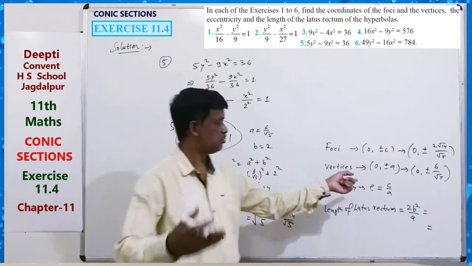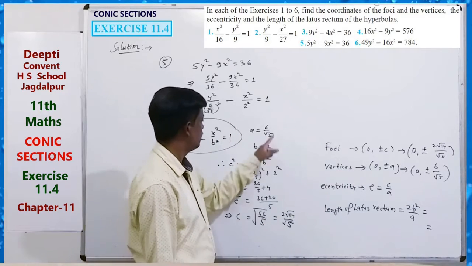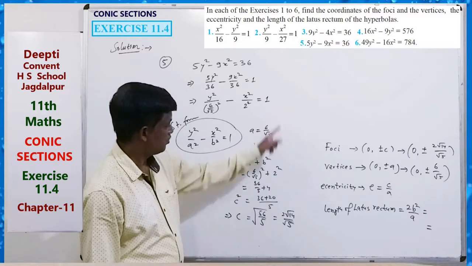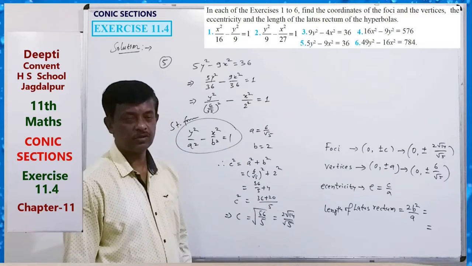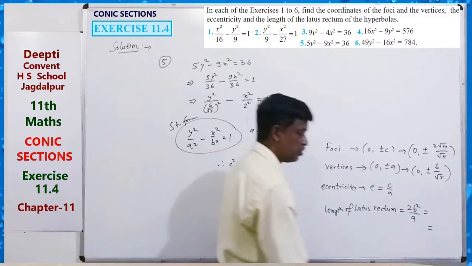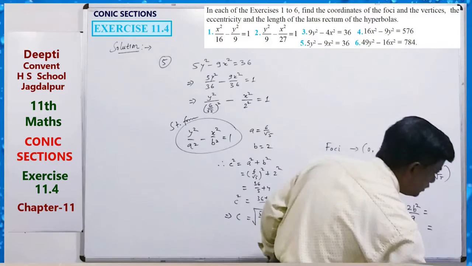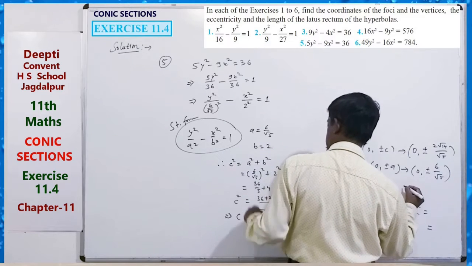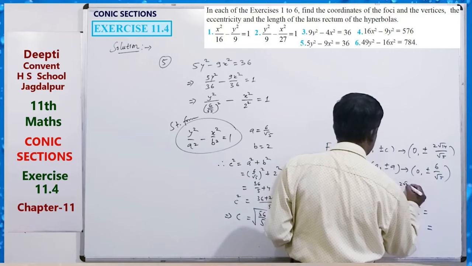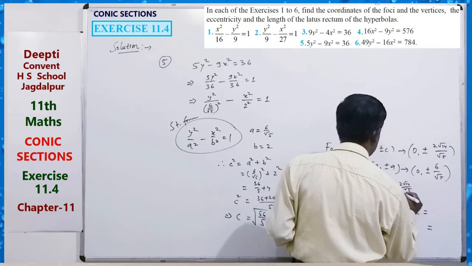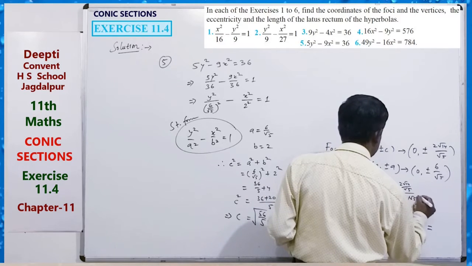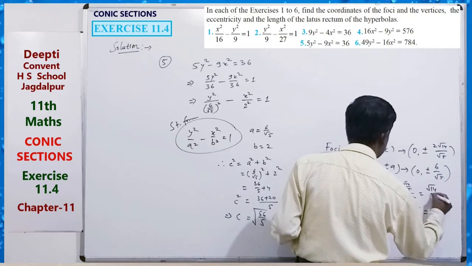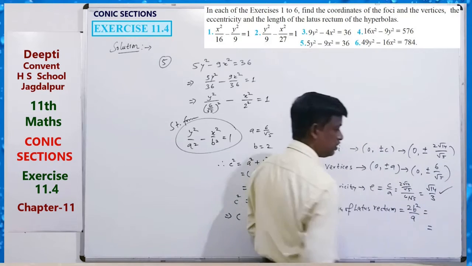And eccentricity e equals c by a. So here c is 2 root 14 by root 5, upon 6 by root 5. The 1 by root 5 will be cancelled, so this equals root 14 by 3. So e is root 14 by 3.